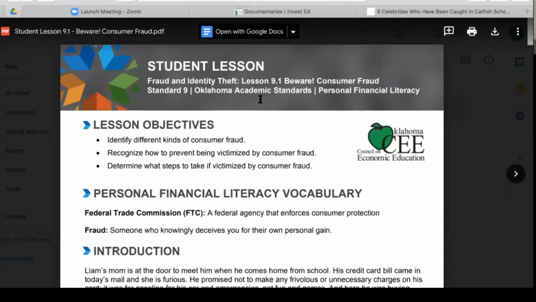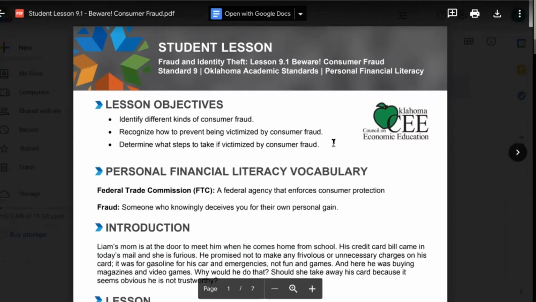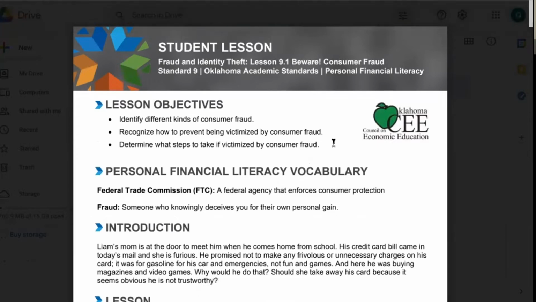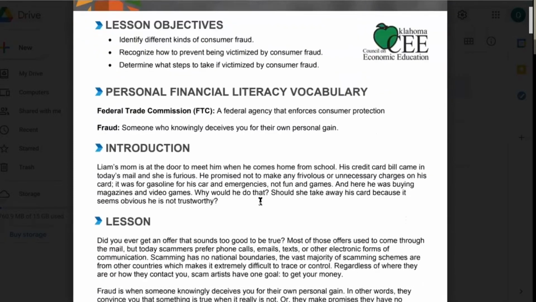So with that, let's go ahead and hop on over to the state curriculum and walk through that a little bit. So our first lesson is lesson 9.1 called Beware Consumer Fraud. In this lesson, we're really identifying different kinds of consumer fraud. We're recognizing how to prevent being victimized from consumer fraud, and also determining what steps to take if victimized by consumer fraud. So really going down all of those very high level topics for students.